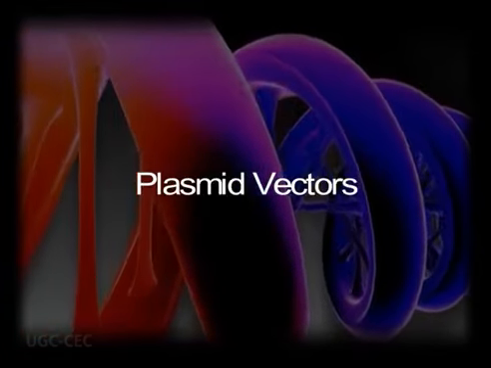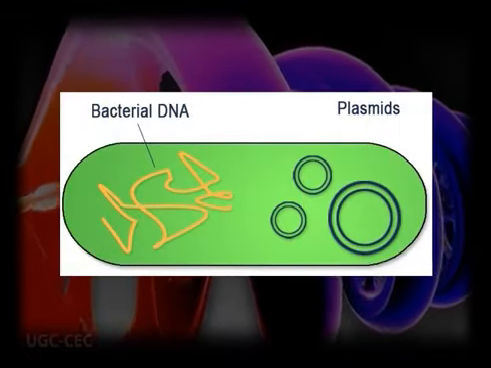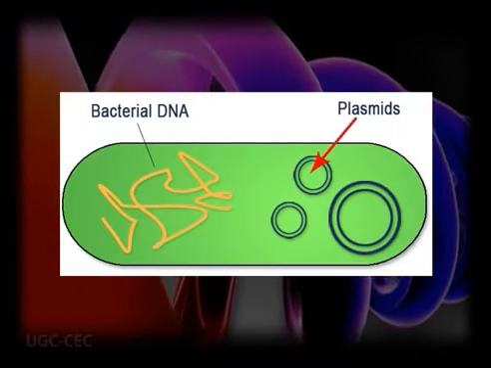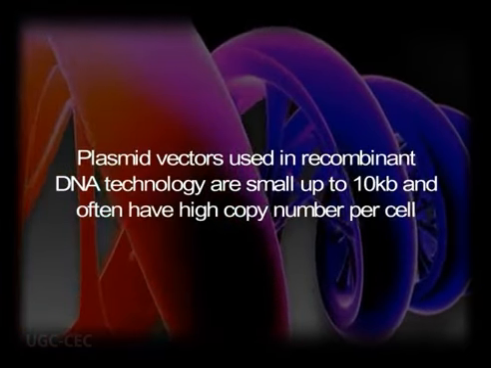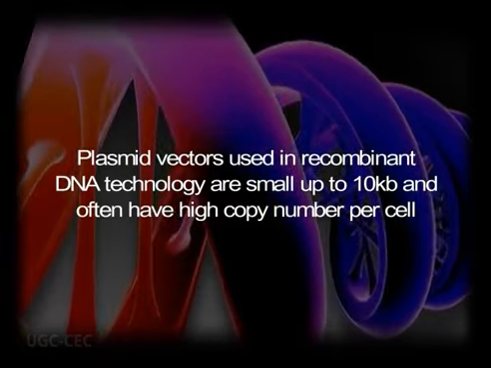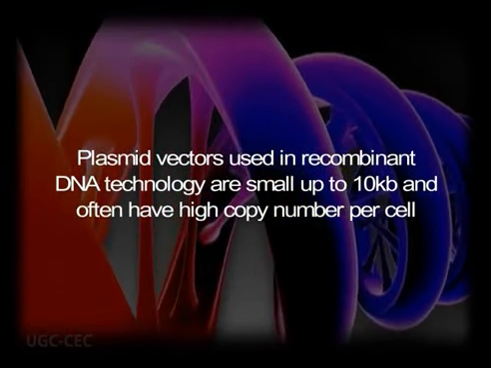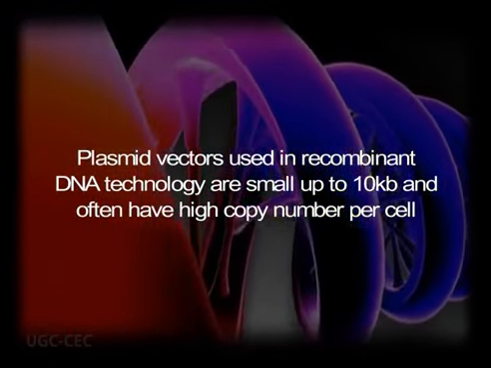Now, what are plasmid vectors? Plasmids are small circular autonomously replicating double-stranded DNA molecules found in bacteria. Plasmid vectors used in recombinant DNA technology are small, up to 10 kilobases, and often high copy number per cell. DNA fragments from 8 to 10 kilobases in size can be cloned in plasmids. Some artificially designed plasmids include, for example, pBR322, pUC18, pUC19, etc.